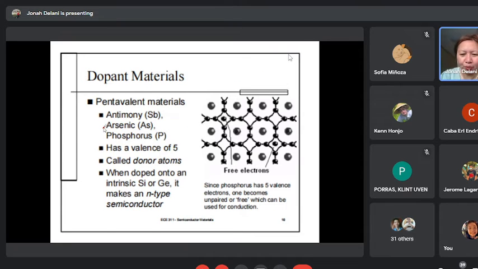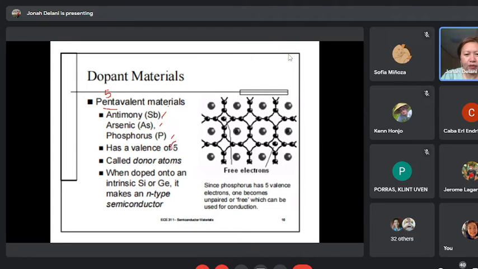So how do we add impurities? And how do we make it a P-type material or an N-type material? If these pentavalent materials are added to silicon, for example, or germanium, what's the meaning of pentavalent? Penta is 5. If we add these elements whose valence electrons are 5, for example, pentavalent materials: antimony, arsenic, and phosphorus.